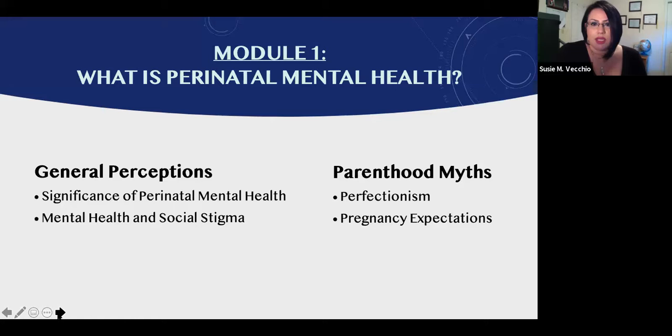In Module 1, we would be addressing what perinatal mental health is, and by doing so, we would address the significance of perinatal mental health in the population and address mental health stigma in general as it's related to culture, and then mental health stigma as it's related to society as a whole. We'll also address the parenthood myths that most people face when they become first-time parents, like having to be a perfect parent, know how to do everything at once, and then also the expectations that women and their partners may face when they're pregnant or when they give birth.